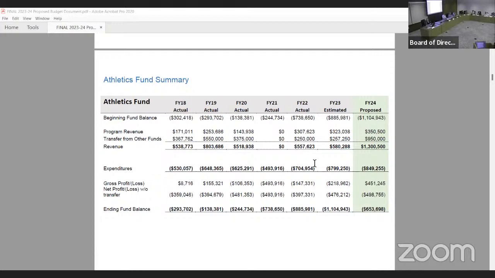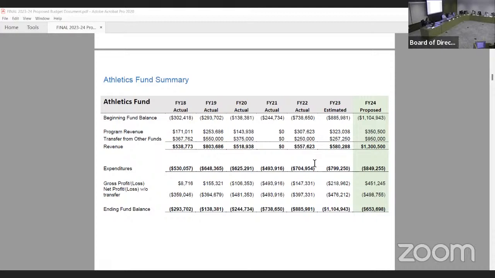You can see we decreased it further into fiscal year 20, getting pretty close to eliminating the negative fund balance. Then the pandemic happened. You can see our program revenue took a significant drop. That's because we didn't have spring sports and we didn't charge athletes for sports. But by law at the time, we still had to pay our coaches. So the district made a fairly sizable transfer, didn't bring in too much revenue, and the account balance went up to $244,000.